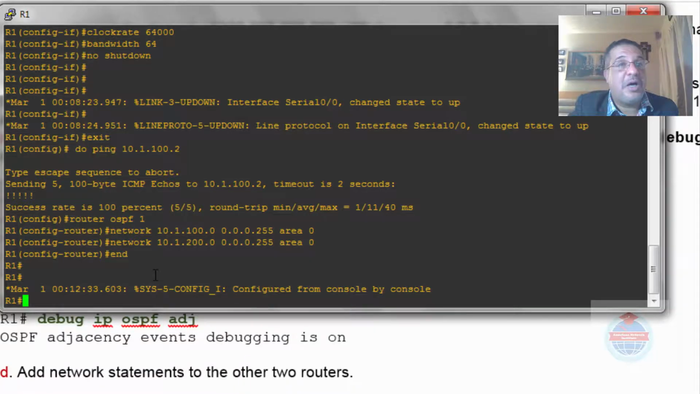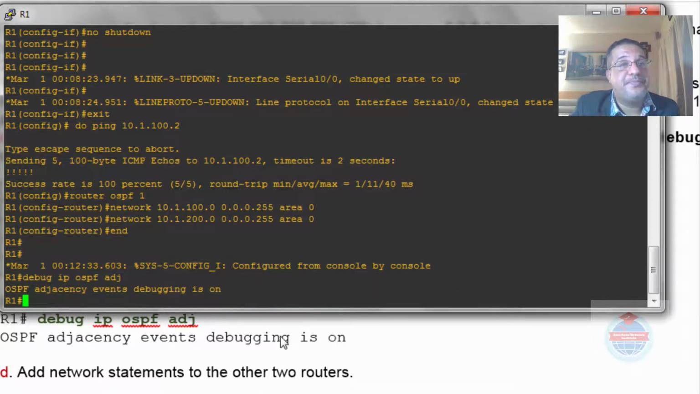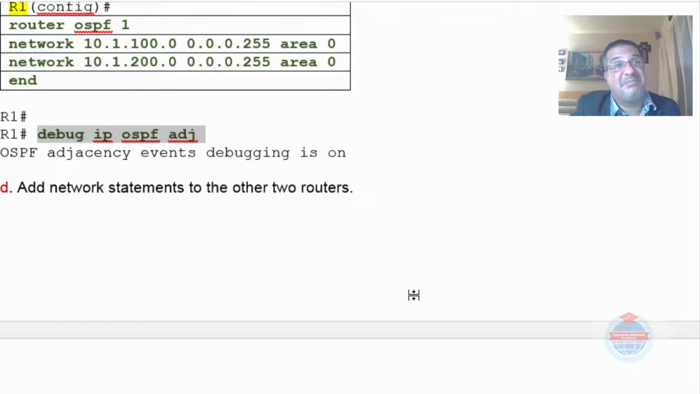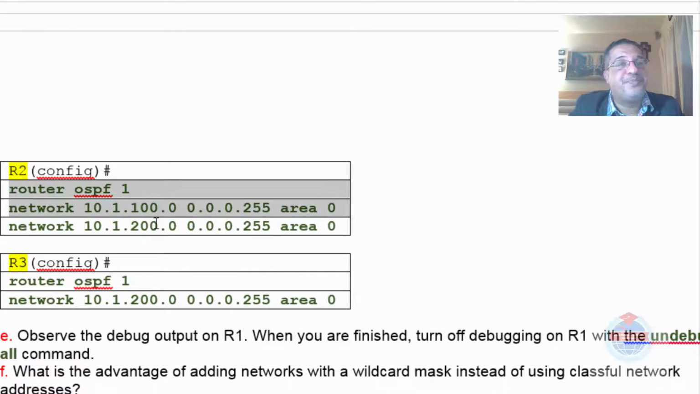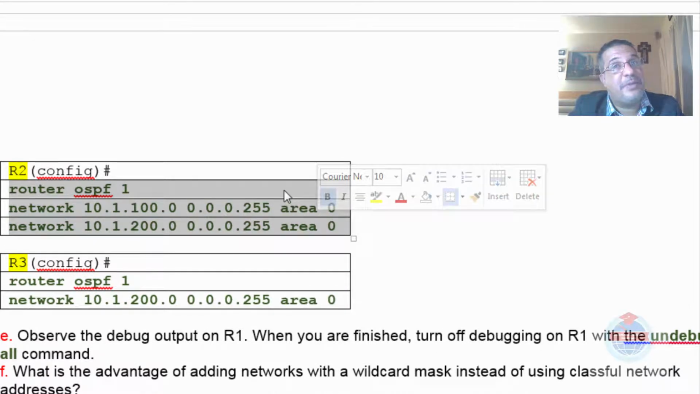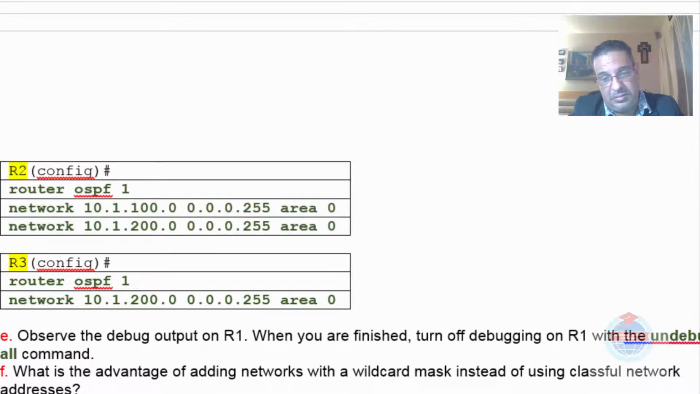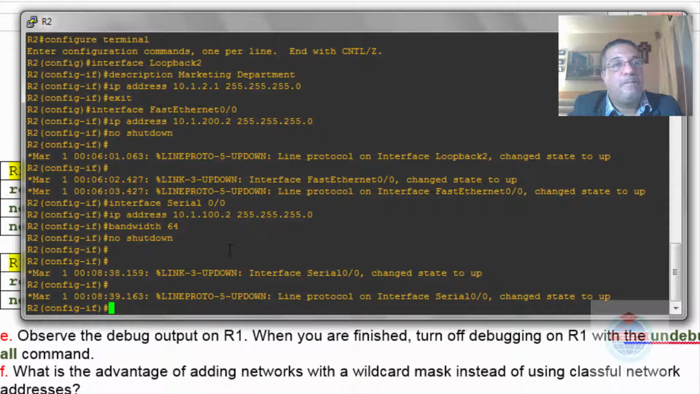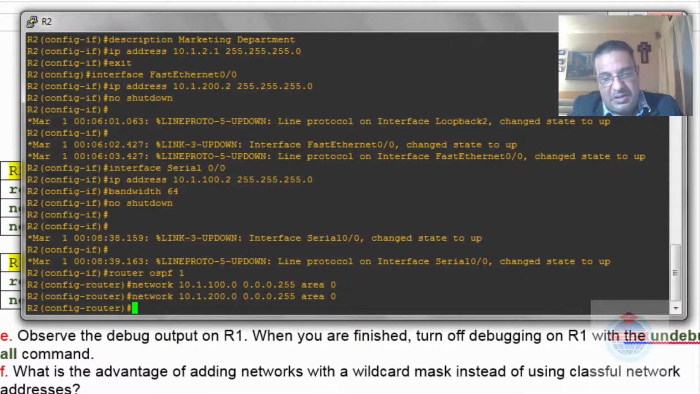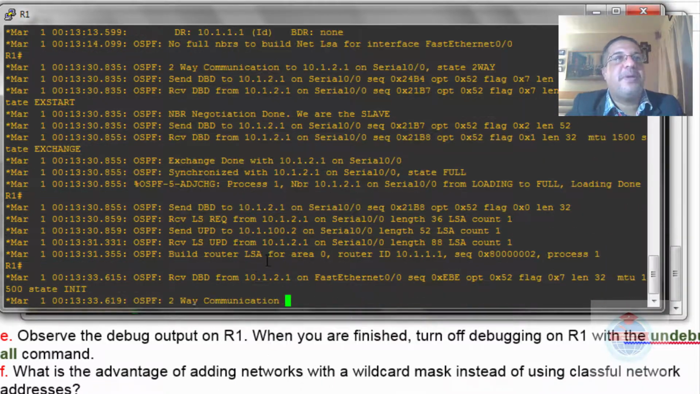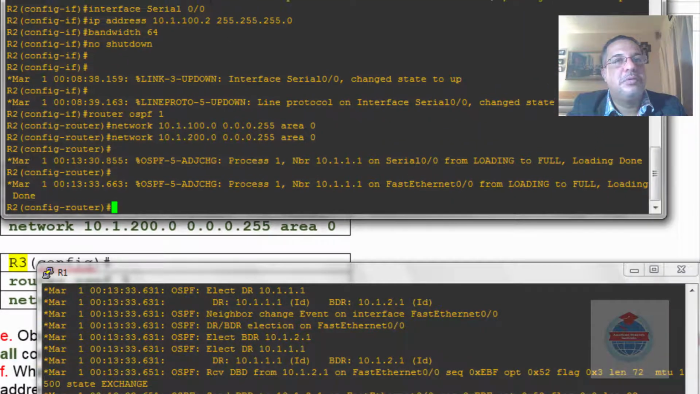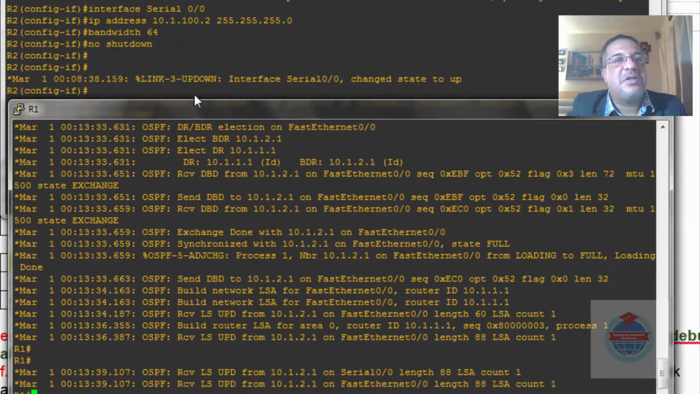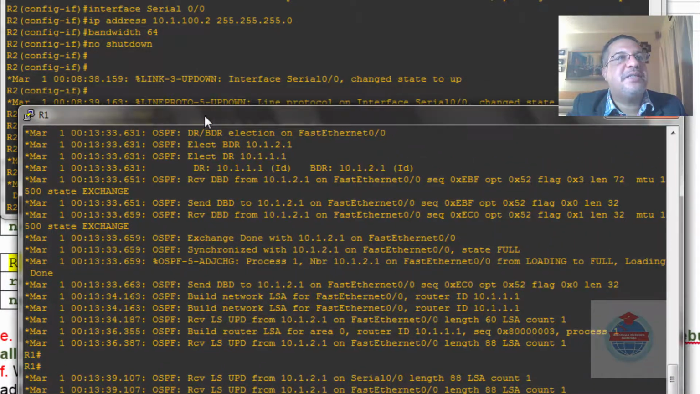Let's go back to R1. It's on, as you could see. Adjacency means like the neighbor that you have. And now on R2, we're gonna do the similar process. And when we do this, let me show you something very interesting. What's gonna happen on R1 as well as R2. Each one is recognizing each other.